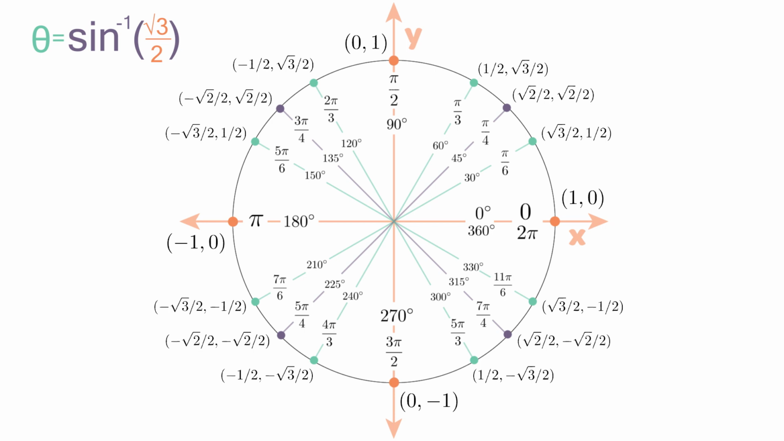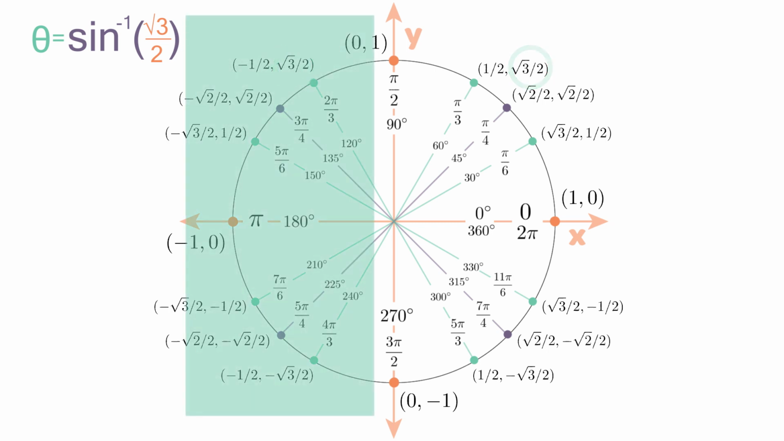To find arcsine of square root of 3 over 2, we find where square root of 3 over 2 is the positive y-coordinate. Remember that arcsine spits out angles from negative pi halves to positive pi halves, so we can ignore the left side of the unit circle. So here, we see that arcsine of square root of 3 over 2 also equals pi over 3, or 60 degrees.